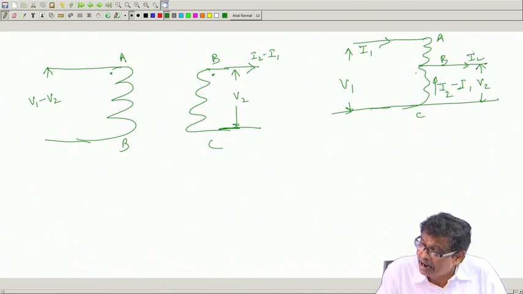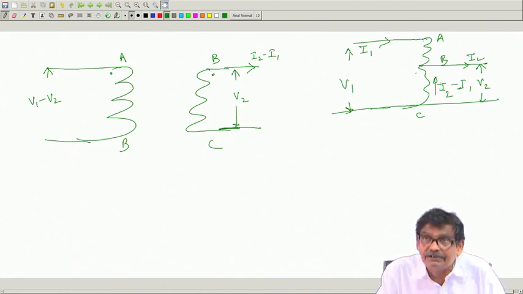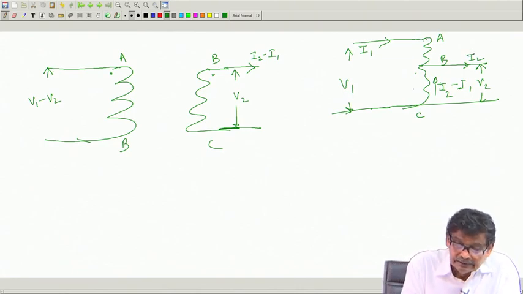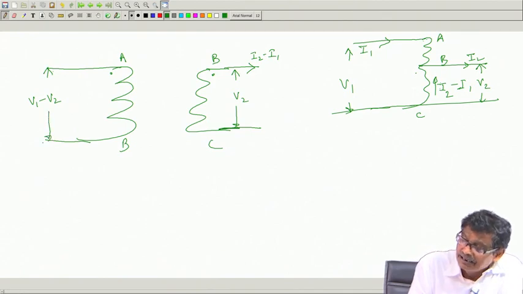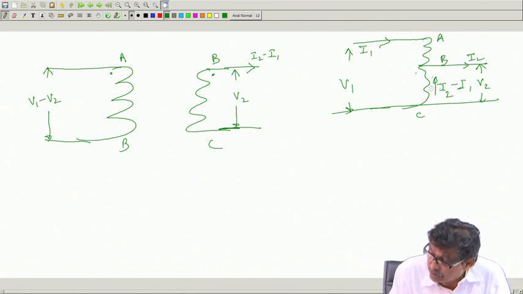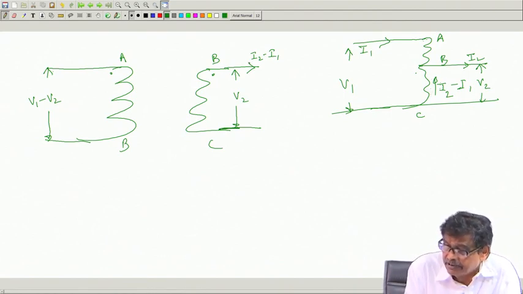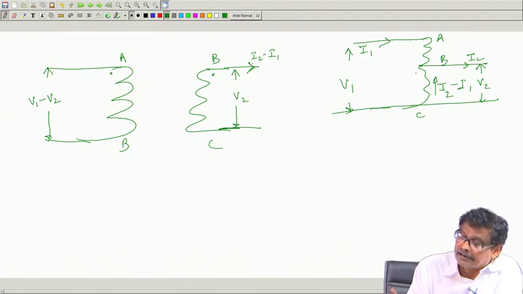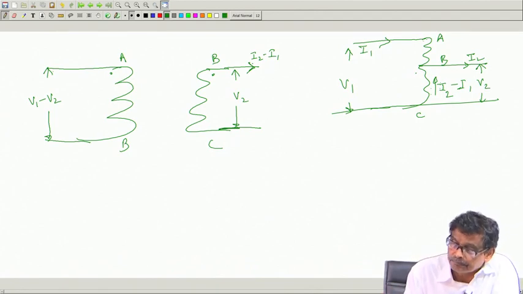But if you look at these two separate coils, it is telling me as if I can draw this diagram and say that these two portions are a two winding transformer, across the primary of which I have applied V1 minus V2, and secondary is loaded such that it delivers a current of I2 minus I1. This much I can say.